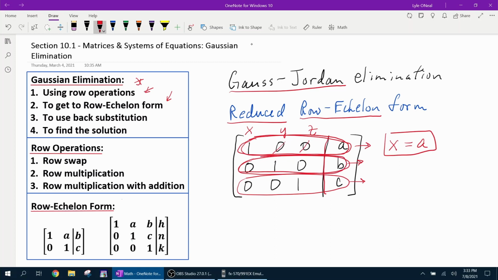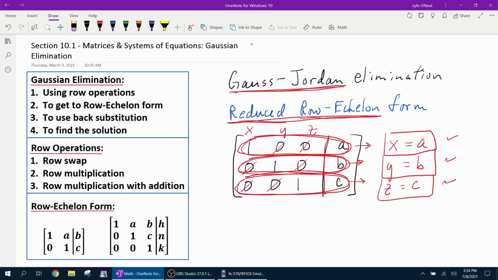Translating the second row would give you the solution for y, because you would have no x and no z. You would have 1y equals b. And translating the last row back into an equation, you would have no x and no y. 1z, which is just z, equals c. So that is the advantage to Gauss-Jordan elimination, because if you can get to reduced row echelon form, you actually have your solution for x, y, and z.